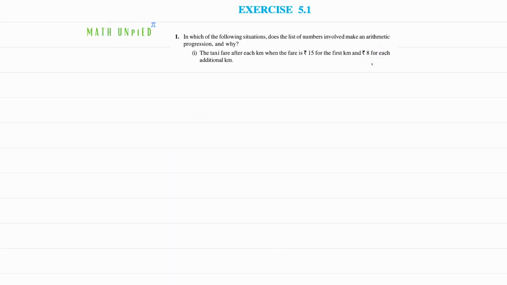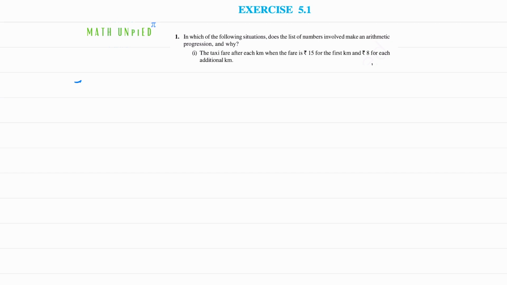Hello students, we're going to see chapter 5 arithmetic progression and exercise 5.1. The first problem is, in which of the following situations does the list of numbers involved make an arithmetic progression and why? So let's see subdivision 1. The taxi fare after each kilometer when the fare is rupees 15 for the first kilometer and rupees 8 for each additional kilometer. So let's take this problem.